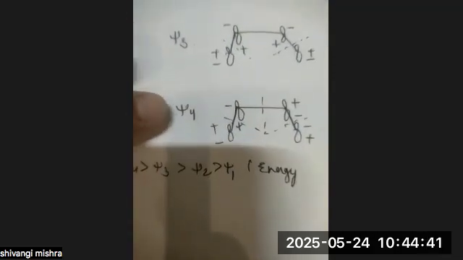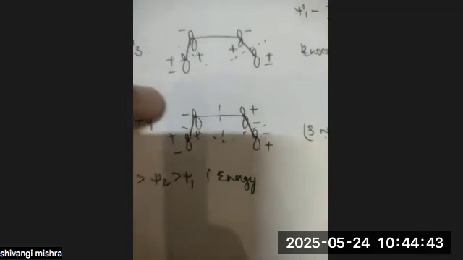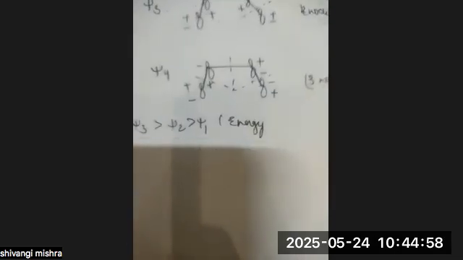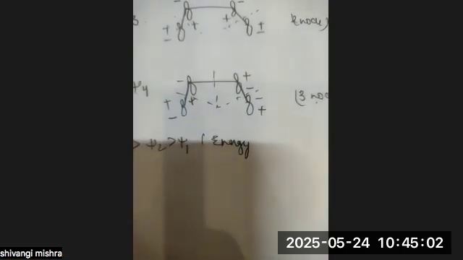Now, sir, for Psi3 and Psi4, we will have something like this. It will be interchanged as the value of Psi4 is greater. Sir, there was no space, so I have drawn it here. So Psi3 will have two nodes, and it will look something like this if we draw the different phases of the p orbitals. And Psi4 will look like this, and Psi4 will have three nodes.